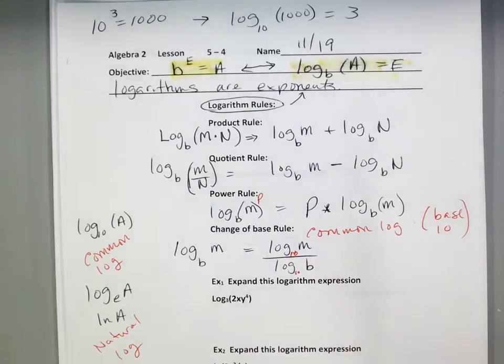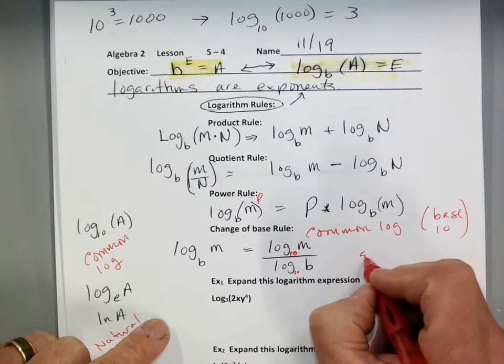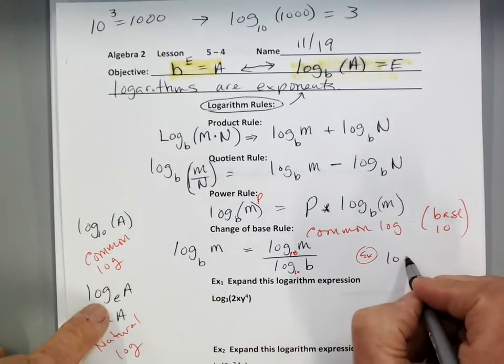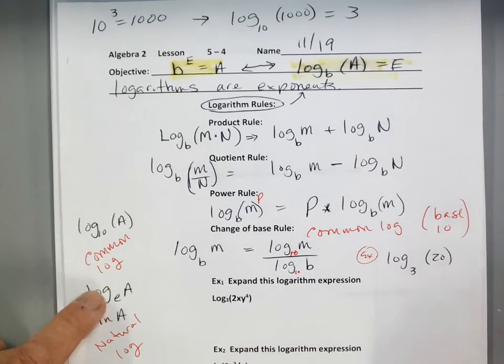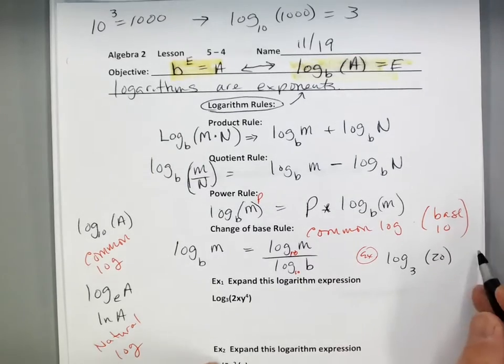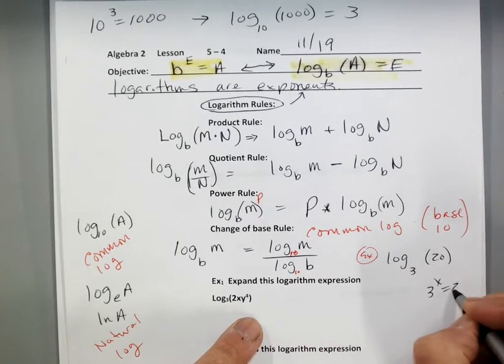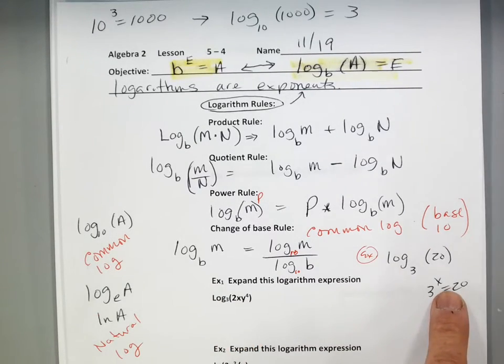As an example of this one, we'll show it later. If we want to do log base 3 of 20, it's like saying 3 to what power equals 20? Well, guess and check: 3 cubed, 3 to the third is 27, 3 squared is 9, so the answer's got to be 2 point something, right?